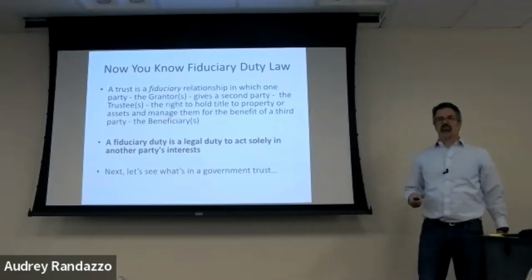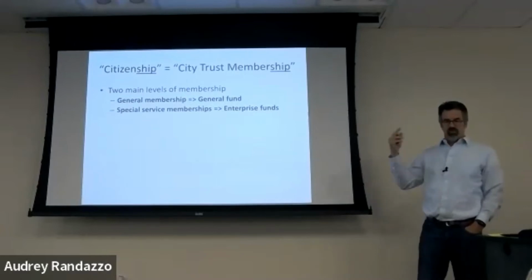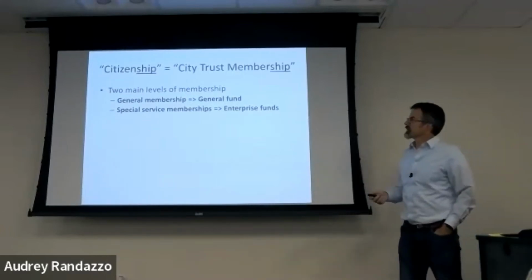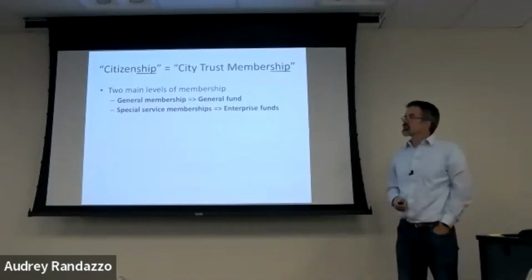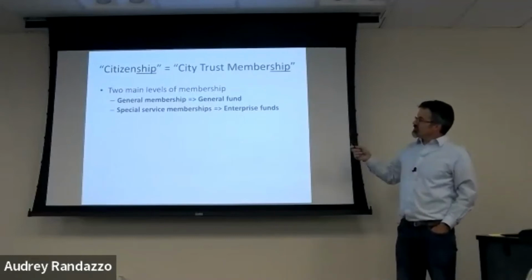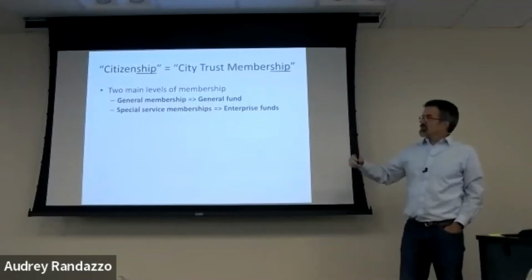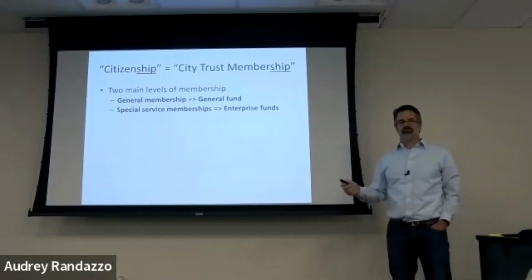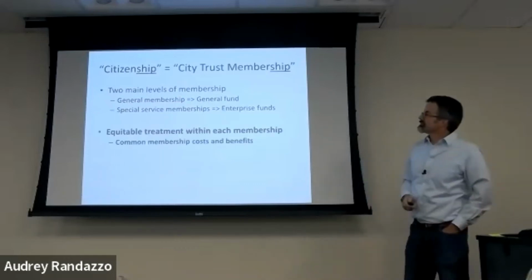All right, let's see what's in a government trust. Interestingly, the word citizenship actually comes from the city membership of this trust in 11th century Germany, when they started building these walled cities and got independence from the rulers. There's two levels: general membership, which is a general fund, you've probably heard of that. Special service memberships, that's an enterprise fund for a specific function. This is government accounting 101 in 5 minutes.